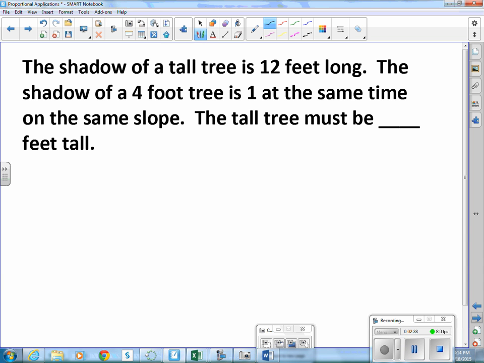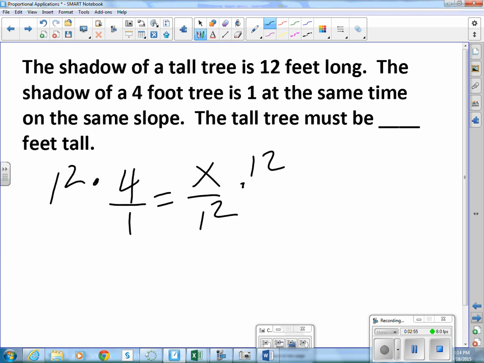Well, let's compare the actual to the shadow and the actual to the shadow. Those should be in the same proportions. Then we solve. Multiply both sides by 12. And you say, well, the tree must be 48 feet tall.